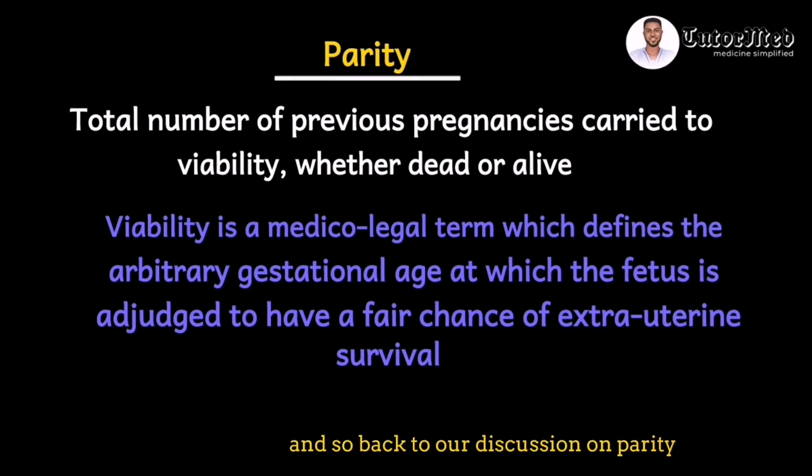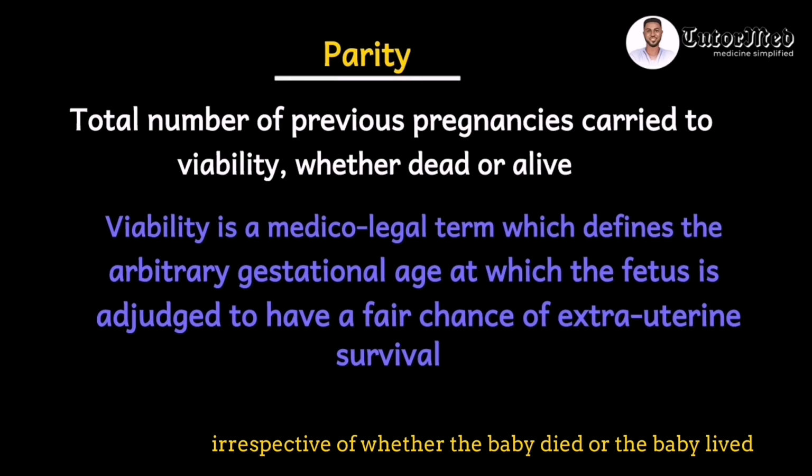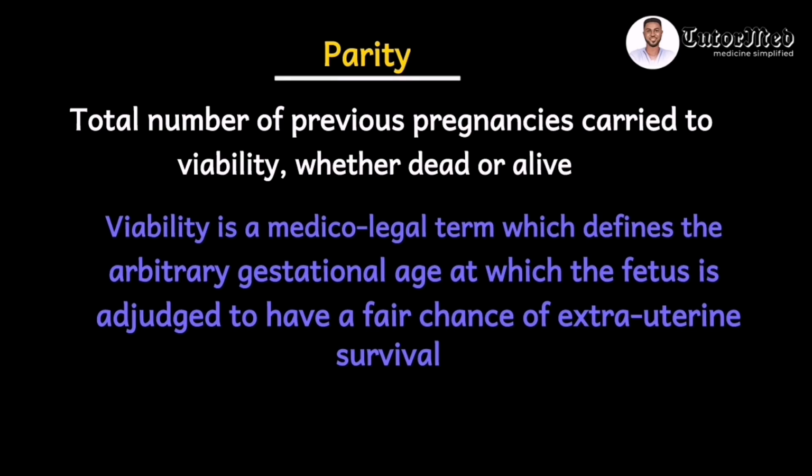And so back to our discussion on parity. It means that if a woman is able to carry a confirmed pregnancy to 28 weeks and beyond, irrespective of the outcome of that pregnancy, that is her parity. And that is the point. And so you ask if the woman carried her pregnancy beyond 28 weeks. So 28 weeks and beyond, if that happens, that is her parity, irrespective of whether the baby died or the baby lived.